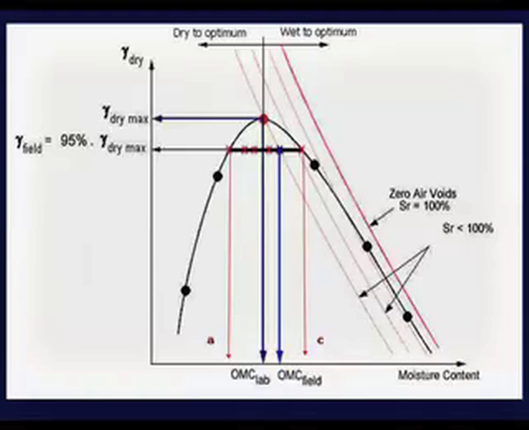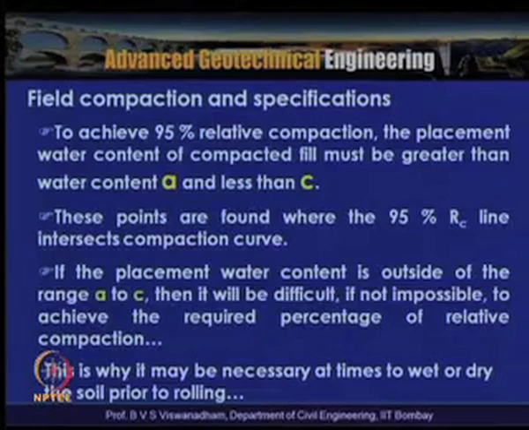So the range AC indicates the range over which the soil should be compacted to achieve relative compaction at any energy level. To achieve 95% relative compaction, the placement water content of the compacted fill must be greater than water content A and less than C. That means whatever is on the dry side of optimum, let us say OMC minus 2, and less than OMC plus 2. Let us say that point happens to be C, which is OMC plus 2; it should be less than that. So for 95% relative compaction, the placement water content of the compacted fill must be between these two limits.